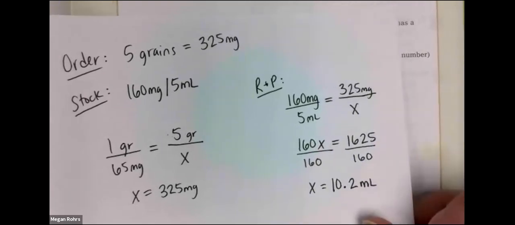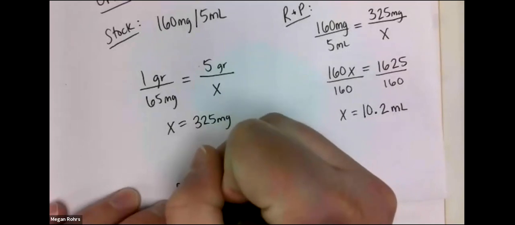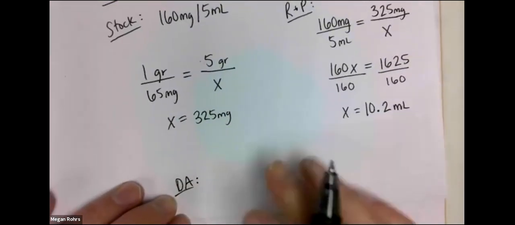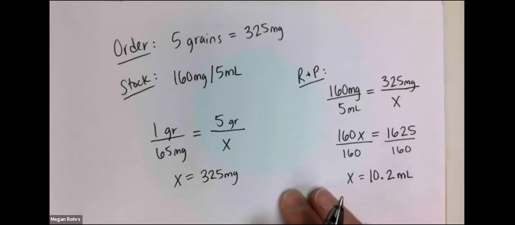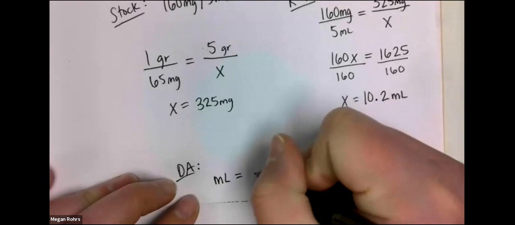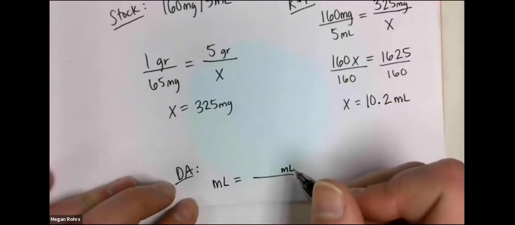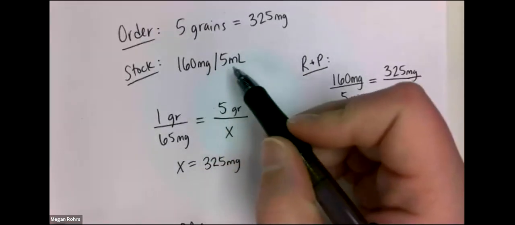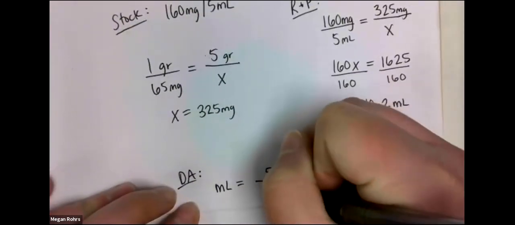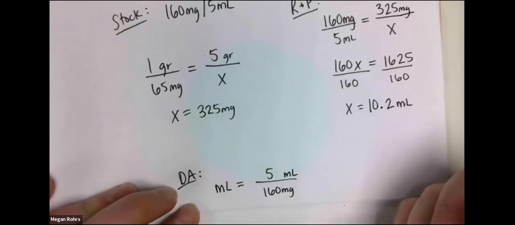Now, if I wanted to do this with dimensional analysis, we could do that as well. Remember, we're looking for the dose volume, so we need to be starting with milliliters and starting with a fraction that has milliliters on top. So all we know is that in my solution, in every 5 mils, there are 160 milligrams.